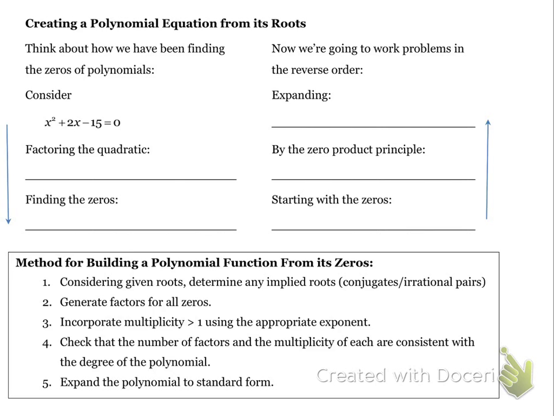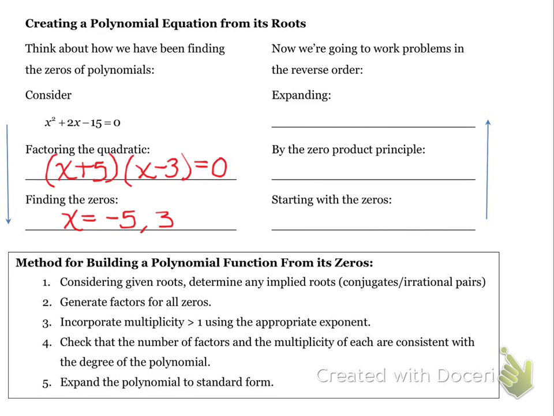So now think about how we've been finding zeros of polynomials. If we have x squared plus 2x minus 15, we've been factoring it, and we get x plus 5 and x minus 3. And then when we find the zeros, we apply the zero product property, and we have x equal to negative 5 and x equal to positive 3.